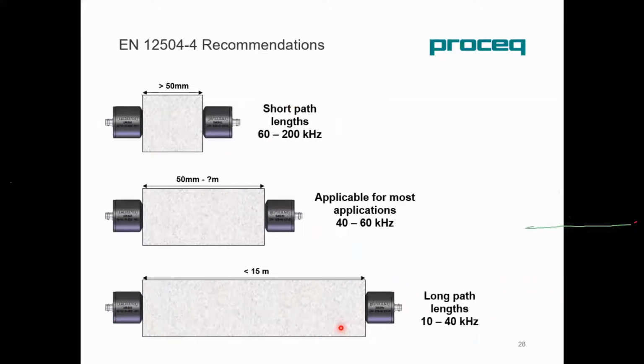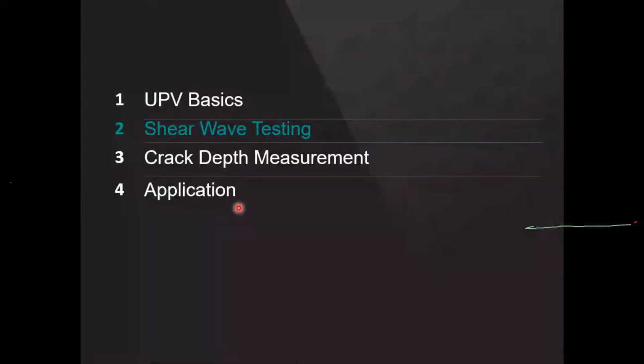For example, if you are measuring more than 3 meters or 5 meters, you can use a lower frequency transducer, for example a 24 kilohertz transducer. As for Proceq, as standard we provide a 54 kilohertz transducer, which satisfies most applications. Okay, so that's the basics. Next, we move to the shear wave testing.